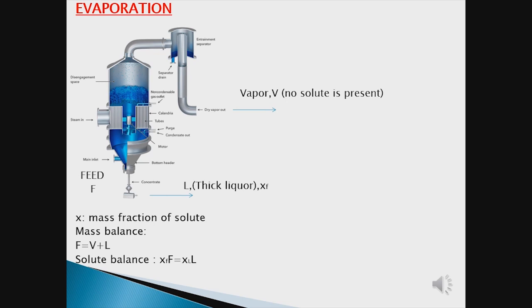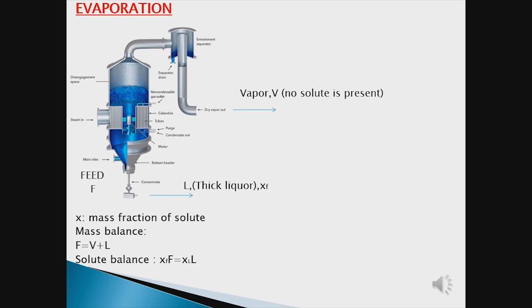It is evaporation. As we can see in the diagram, a feed is being given to the evaporator, and we receive 2 products. That is the top product, which is vapor, where no solute is present, and the bottom product, that is a thick liquor L, where solute is present. As we have done in the distillation process, the feed is F, the vapor is V, and the thick liquor is L.